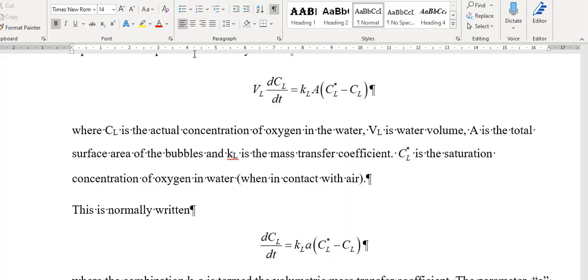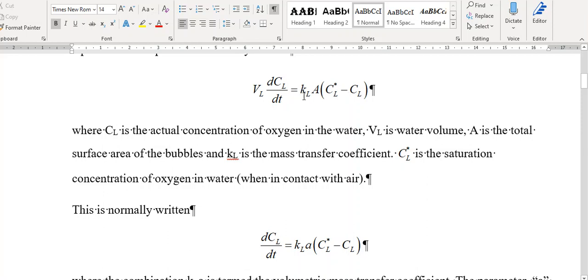So on the left-hand side there, we have the liquid volume times the dissolved oxygen concentration. That's the rate of accumulation of oxygen in the liquid phase. KL times CL star minus CL is the mass flux. KL is our mass transfer coefficient, and we give it the subscript L to denote that this is all on the liquid side of the problem. What's happening on the gas side isn't very interesting. And our concentration difference is the saturation concentration of oxygen in water minus the bulk concentration.